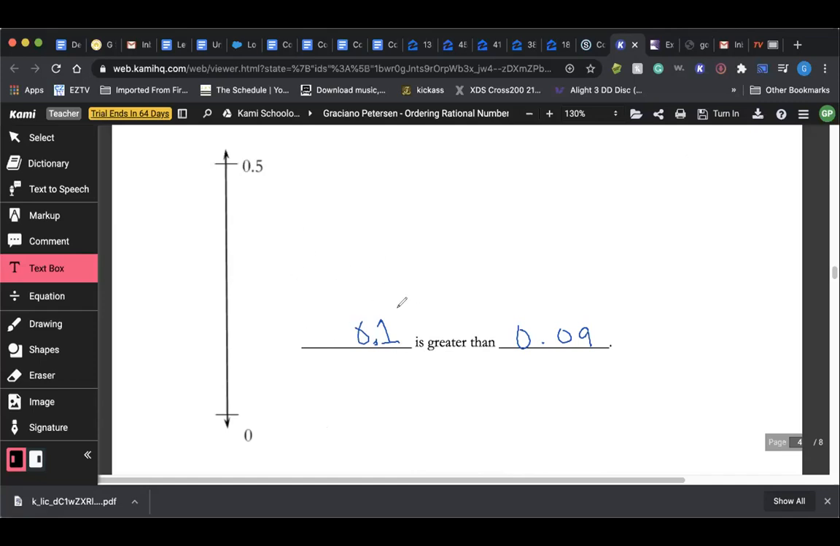What was the question, Mr. G? How do I plot this? How do I put this on my number line? And now I'm working with a vertical number line instead of horizontal. It's now vertical, straight up and down. How do I put this information on this number line?